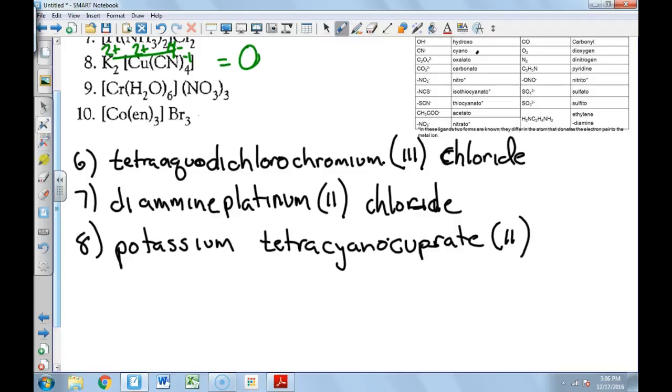That's what makes these compounds so interesting. It's just interesting names that we have here. Okay, so let's go through again.